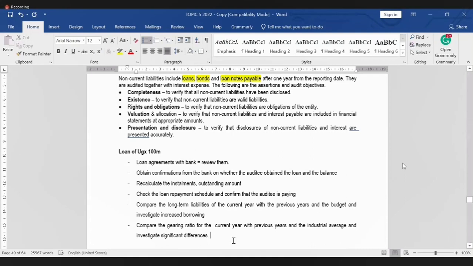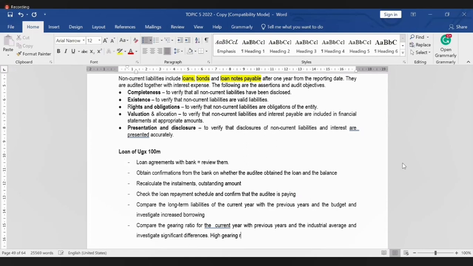Will you manage to pay? Is the industry able to generate enough profits to pay back the what? The loan. So that's why you are comparing the gearing ratio. You want to know your gearing ratio, your amount of loan compared to the total equity. How much loan is there? How much debt is there? How much equity? Is your debt more than equity, or equity is more than debt? If our gearing ratio is high, then it shows high leverage levels.